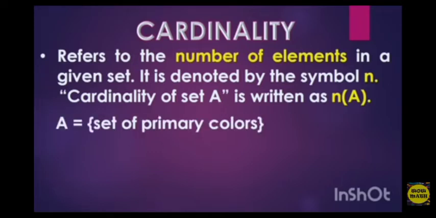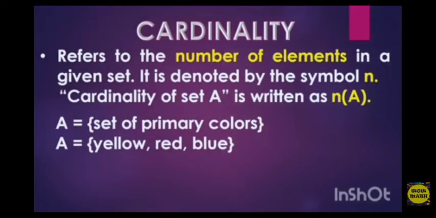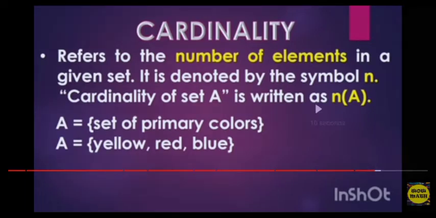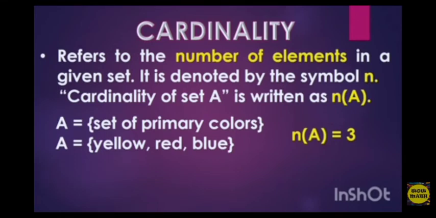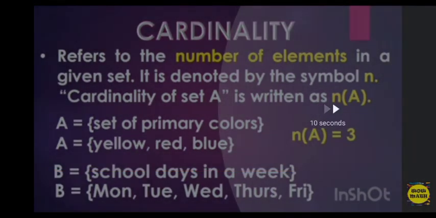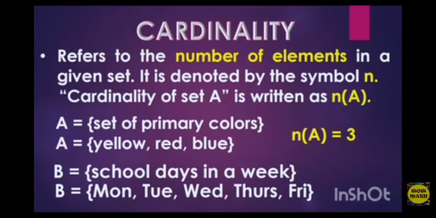Just like this one. Set A is a set of primary colors. So that is yellow, red, and blue. So we can say that the cardinality of set A is 3, since there are 3 elements in the set. Or set B is a set of school days in a week. So we have Monday, Tuesday, Wednesday, Thursday, and Friday. So the cardinality of set B is 5.